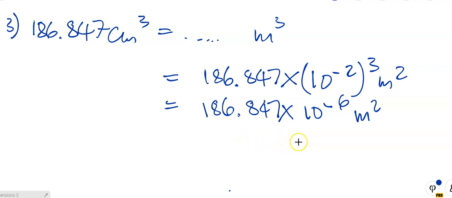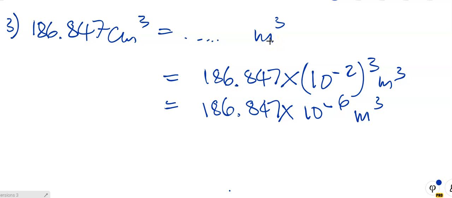So 186.847 cubic centimeters is equal to 186.847 times 10 to the power minus, sorry, you should have told me. My apologies. I'll say that again. 186.847 cubic centimeters is equal to 186.847 times 10 to the power minus 6 cubic meters. Okay, so that is how we convert that.